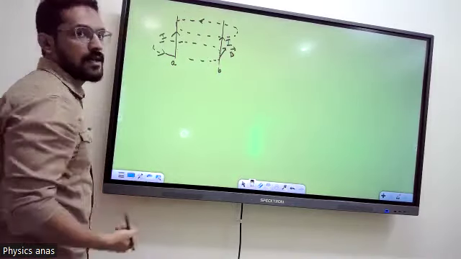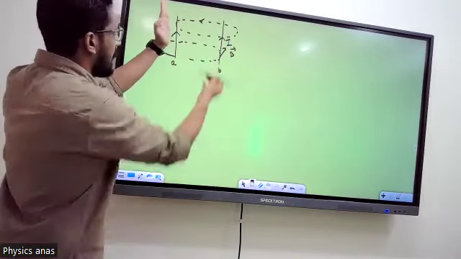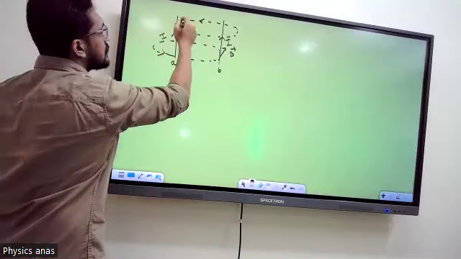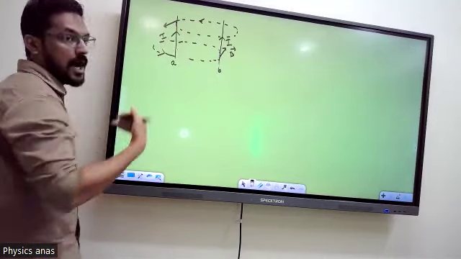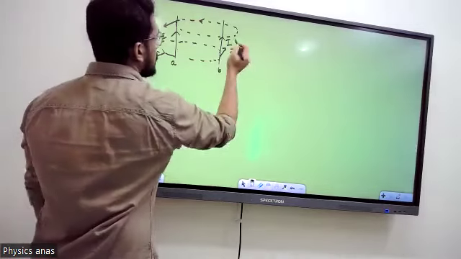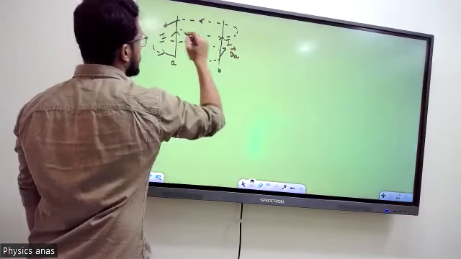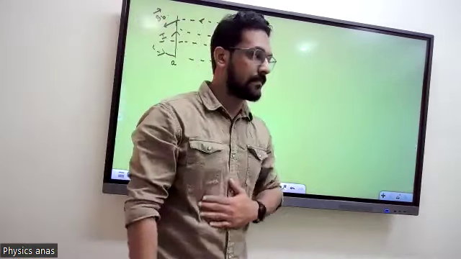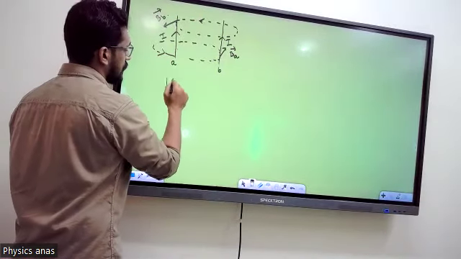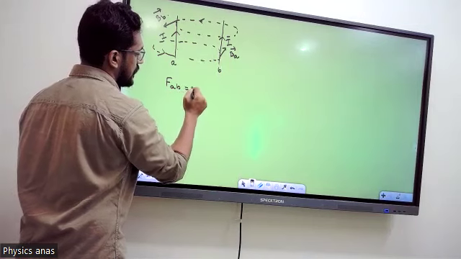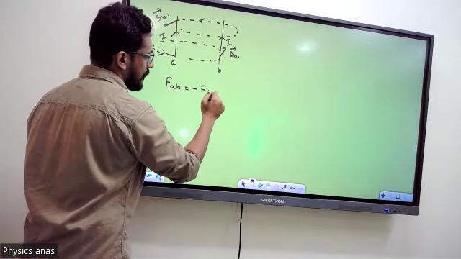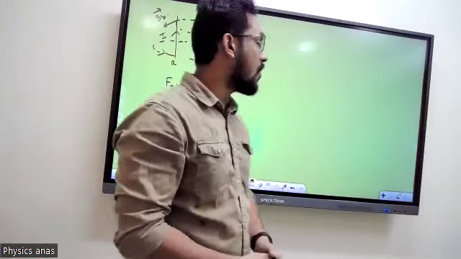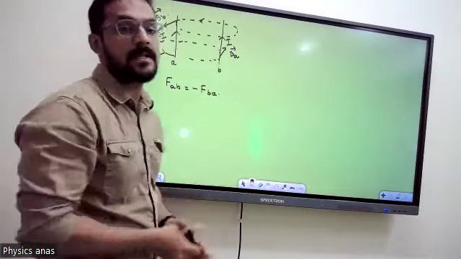Okay, and it is entering the conductor A like this. So the magnetic field is acting outwards. This is the magnetic field due to A, and this is the magnetic field due to B. Okay, and what was the equation? FAB was equal to but opposite of FBA. We got that, right? So this is it.